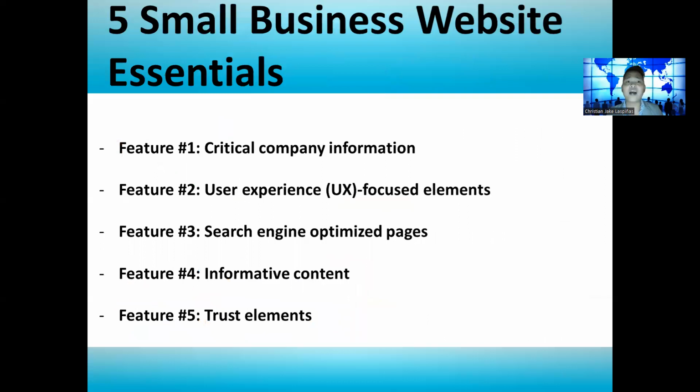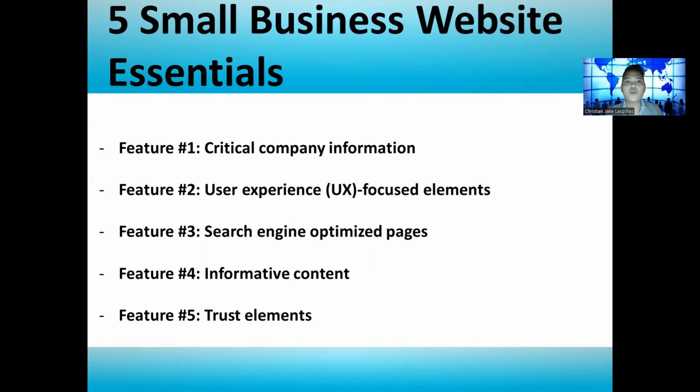Now, what are the five small business website essentials? The first one is what we call critical company information. Now, once you have your website, there is what we call critical company information. You are going to put those company details in your website, so that your potential customers will see it and will contact you directly, if the company information is all published in your website.